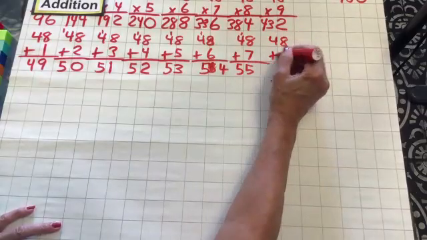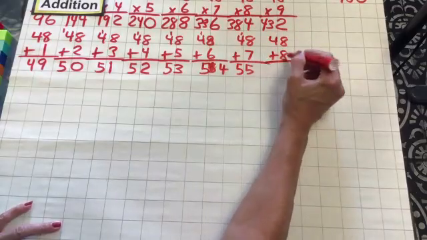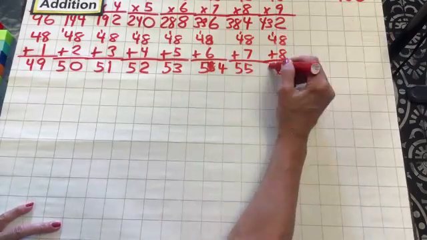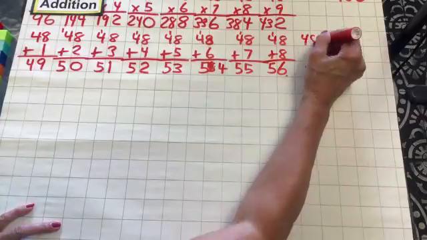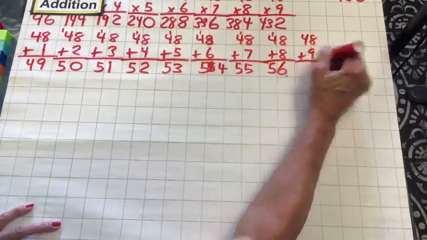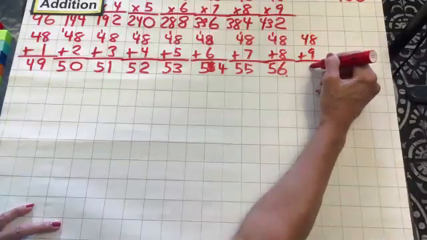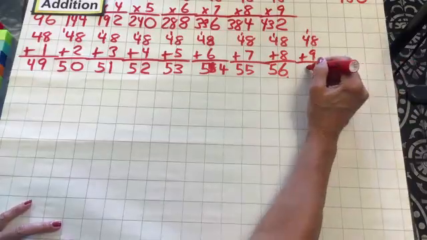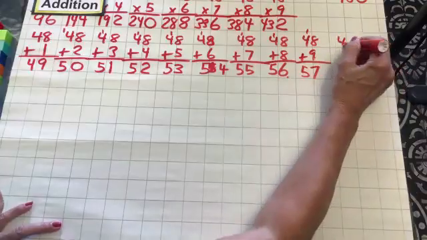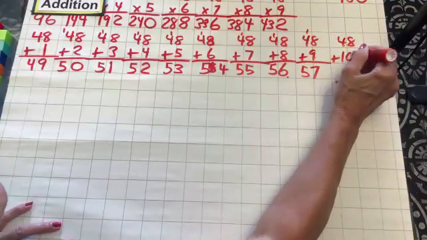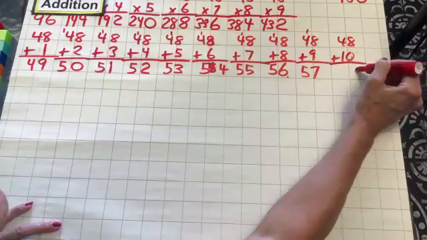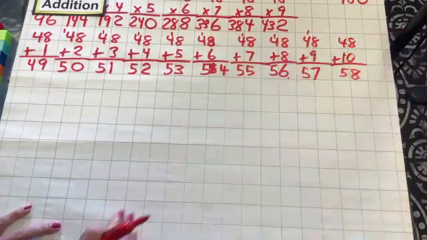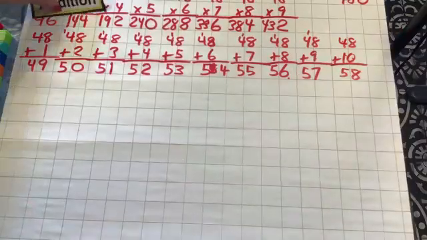48 plus 8. 8 plus 8 is 16. Drop the 6. Carry the 1. 1 plus 4 is 5. 48 plus 9. 8 plus 9 is 17. Drop the 7. Carry the 1. 1 plus 4 is 5. 48 plus 10. 8 plus 0 is 8. 4 plus 1 is 5. And we're done with our addition practice.